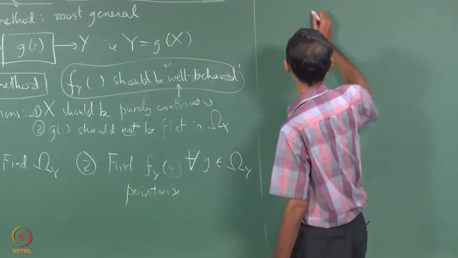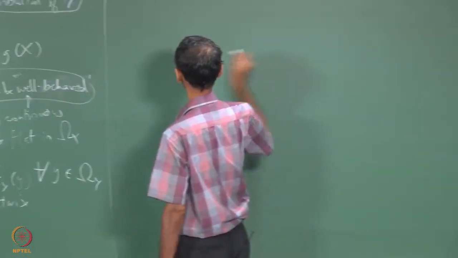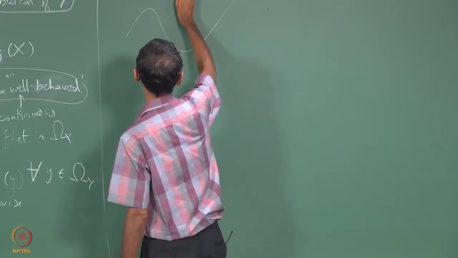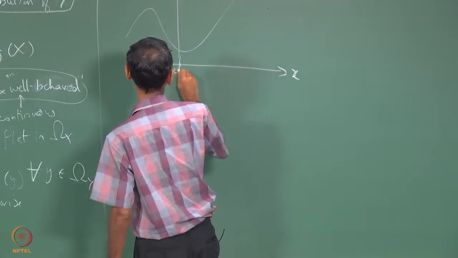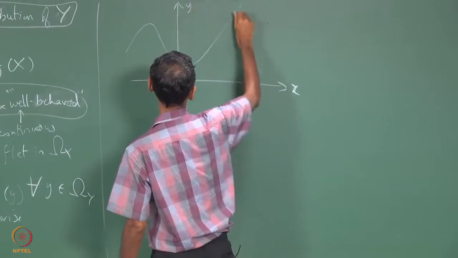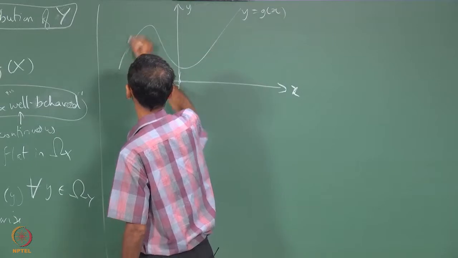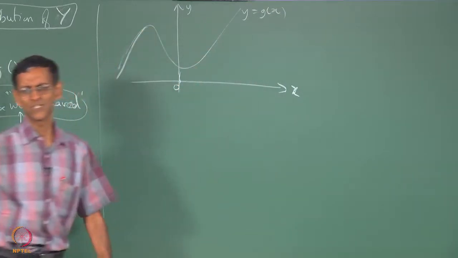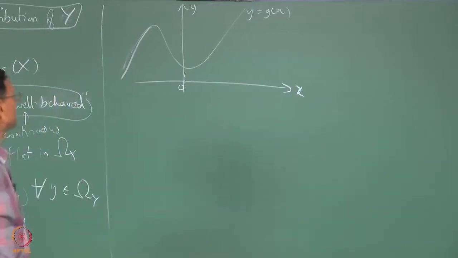Okay. So, what we are going to do is take the general case, in the sense I am just going to take some arbitrary G. So, let me say that this is the origin, this is y, and this is y equal to g of x, a function g which is not necessarily monotonically increasing or decreasing, but can go up and down.